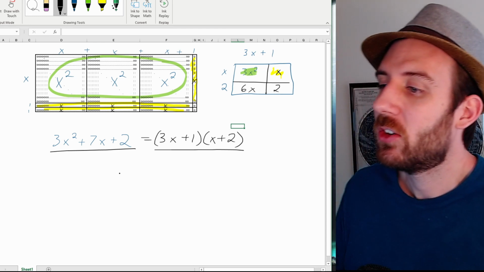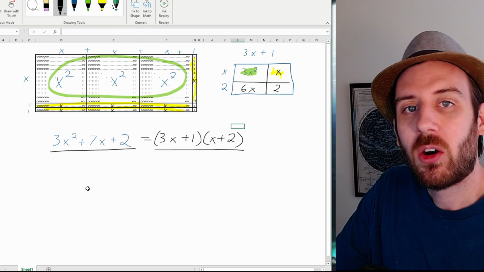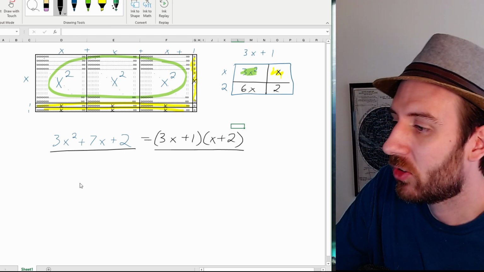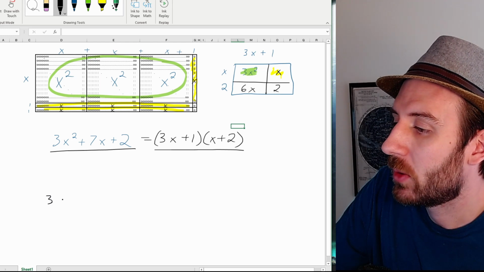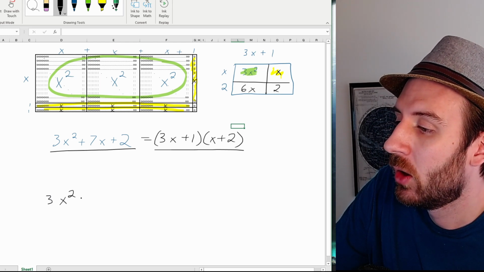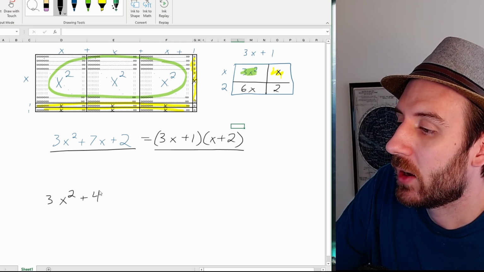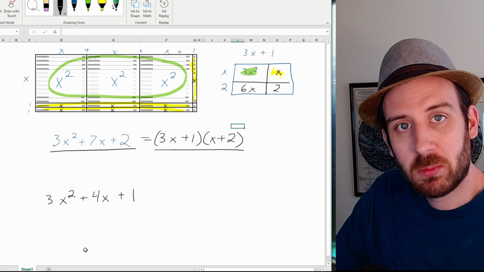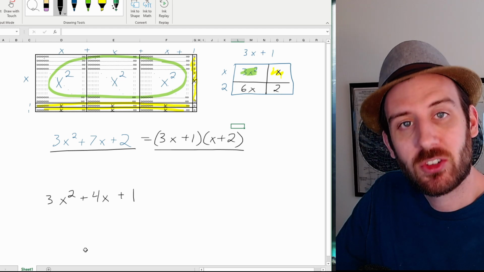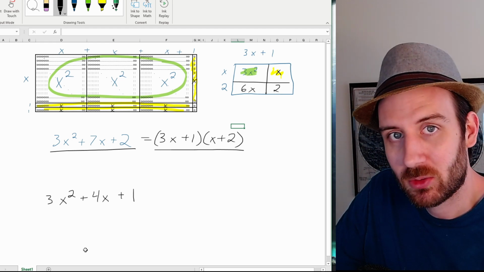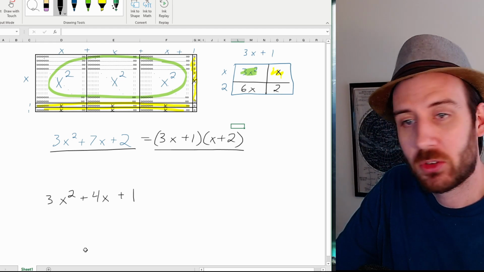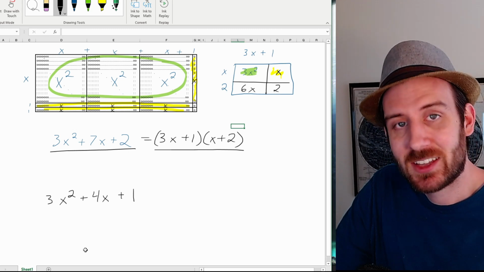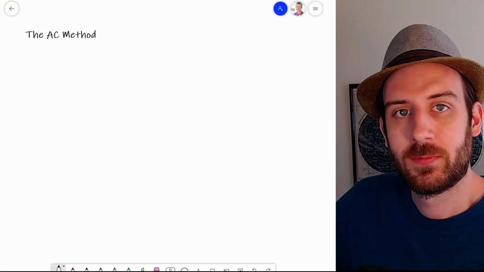Now, the really interesting question becomes, are all quadratics able to be expressed this way? So in other words, if I gave you something like 3x squared plus 4x plus 1, could this be a rectangle? Would we have it so we could organize it in just the right amount of grids, columns, and rows? And if so, what does that rectangle look like? That's the interesting question for today's video.